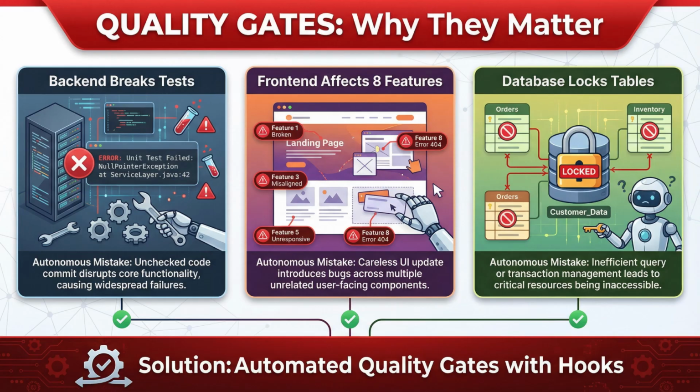Teammates work autonomously, which means they can make mistakes without immediate oversight. One agent writes code that breaks tests. Another modifies files it shouldn't touch. A third makes expensive API calls unnecessarily. Quality gates prevent these mistakes.